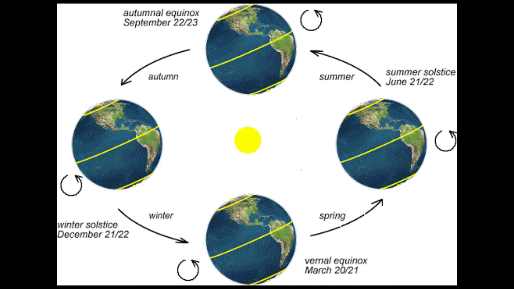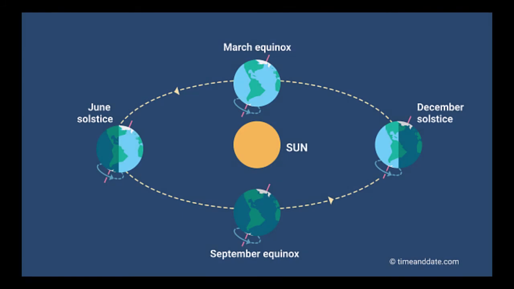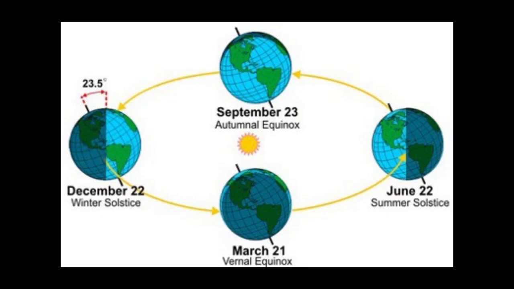21st June and 22nd December are considered the summer solstice and winter solstice respectively, while equinoxes refer to those times when day and night are of equal length. It occurs twice in a year. 21st March and 23rd September are considered the spring equinox and autumn equinox respectively.